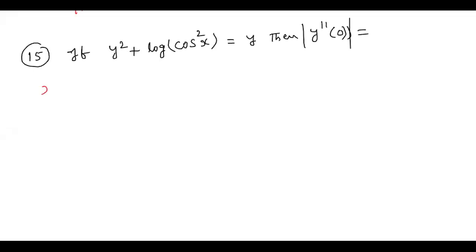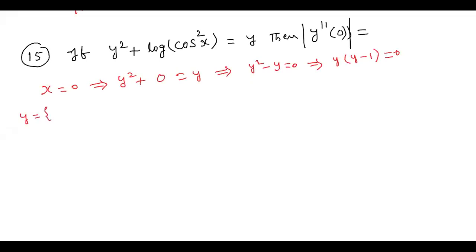Here take that x is equal to 0. Then what is y? y square plus cos 0, 1. 1 square is 1. Logarithm of 1, 0. That is equal to y. So here y square minus y is equal to 0. That is y into y minus 1 is equal to 0. So x is equal to 0 means y values we are getting 0 and 1 both.